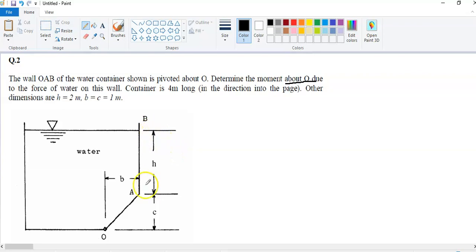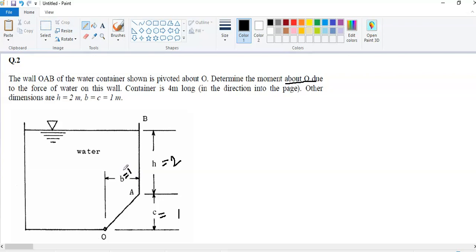This wall is 4 meters long in the direction into the base, and the other dimensions we know. From here to here, that means A to B, is 2, and this distance is 1, the vertical distance. If you draw a vertical projection like this, this distance is also 1.